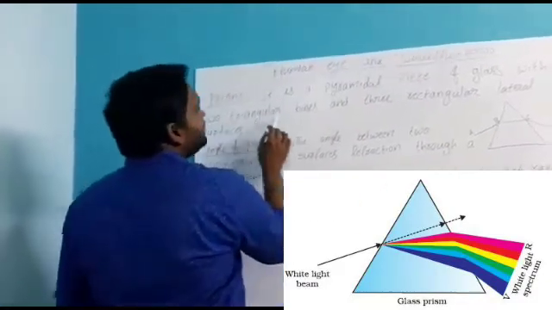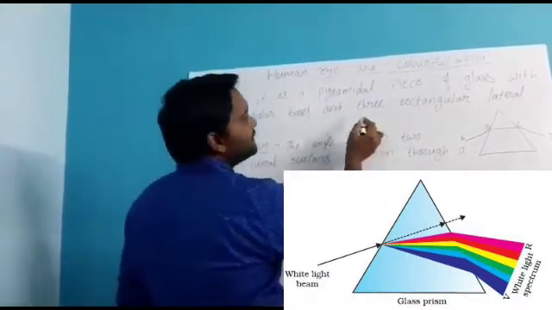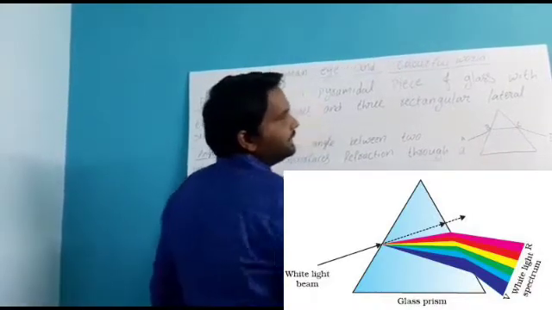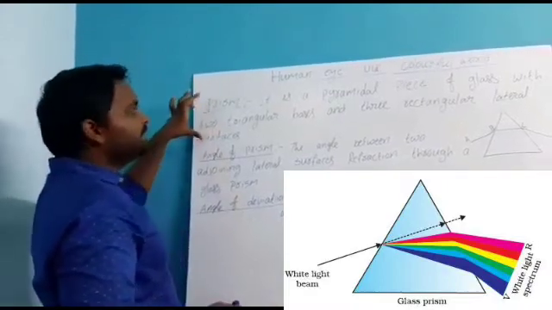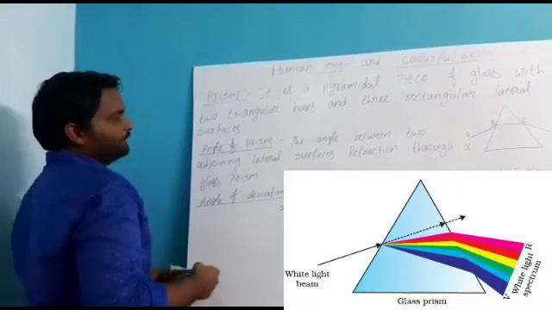So, two triangular bases and three rectangular lateral surfaces. How many surfaces? 1, 2, 3. Three surfaces are there. So this is the definition of a prism. And next we will see the angle of prism.